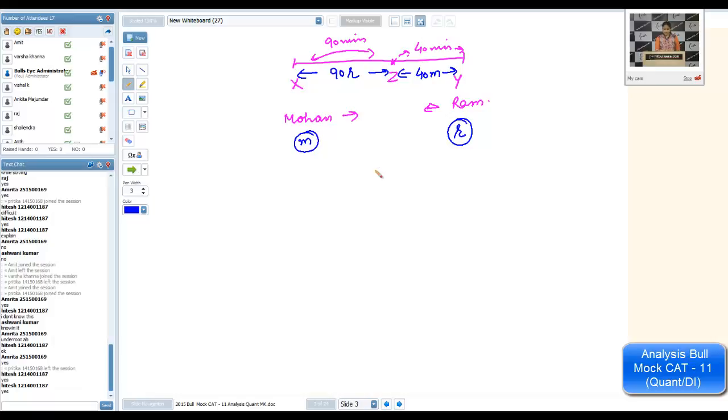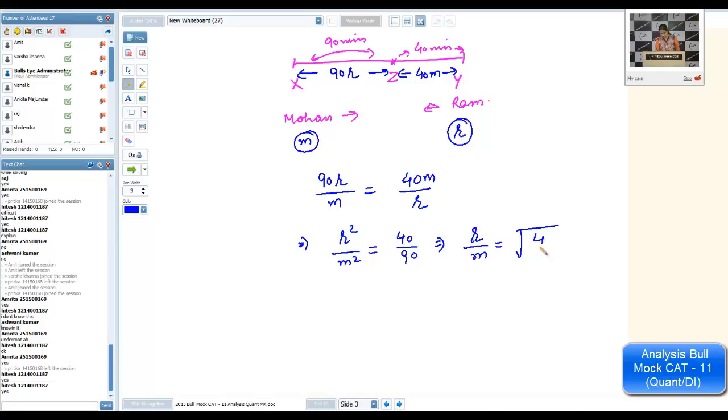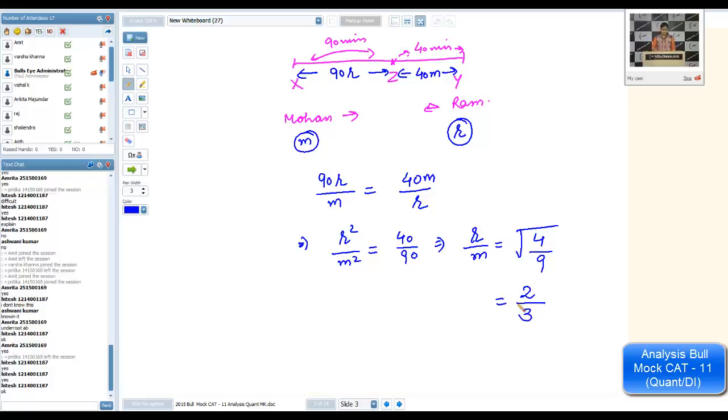Yes, okay. Now, both persons started their journey at the same time and they reached Z. So, the time taken by them is the same. Now the time taken by Mohan to cover XZ distance will be the distance divided by speed. Similarly, 40m divided by r. If you solve it, it will be r squared by m squared. It will be 40 by 90. So it will be r by m, 4 by 9. That comes out to be 2 by 3. Is it okay with you? Yes, Hitesh, now?